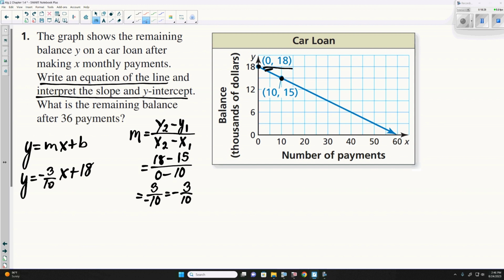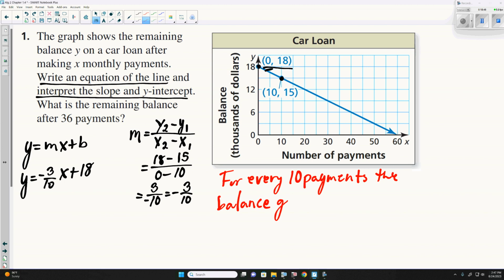What that's telling us, if we interpret the slope, is that for every 10 payments, the balance does what? Goes 3 down, $3, because we hope it goes down. If we had a car payment, hopefully we aren't increasing the value of our loan. Does $3 sound right?